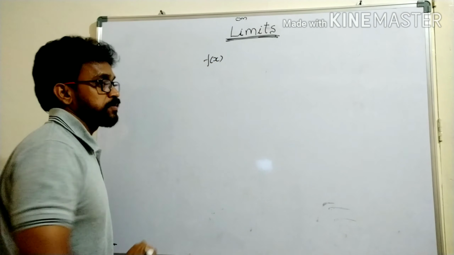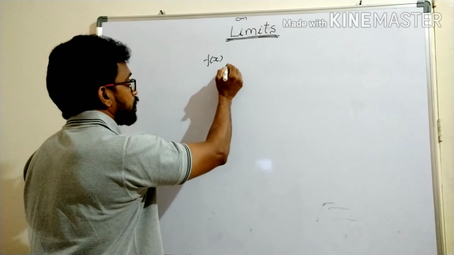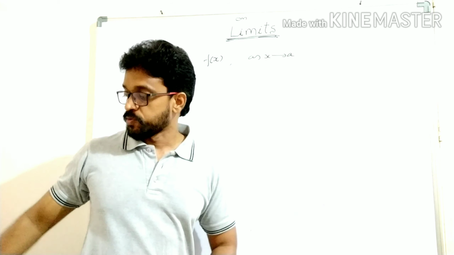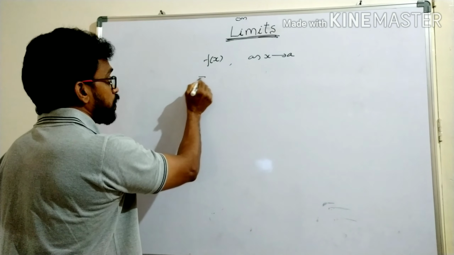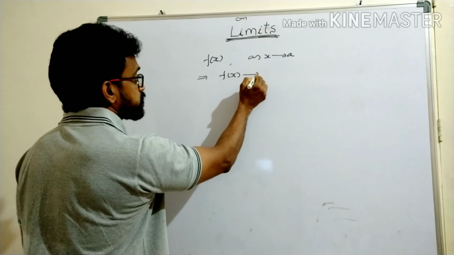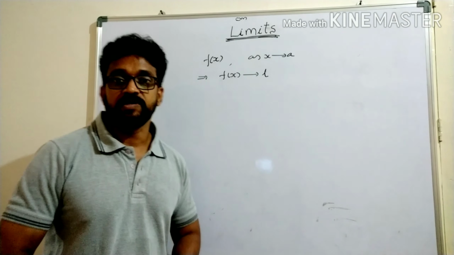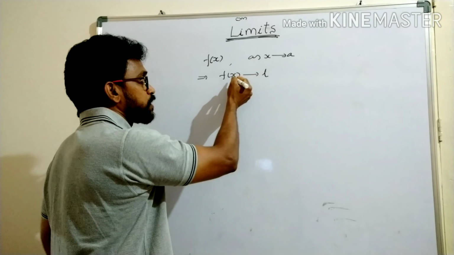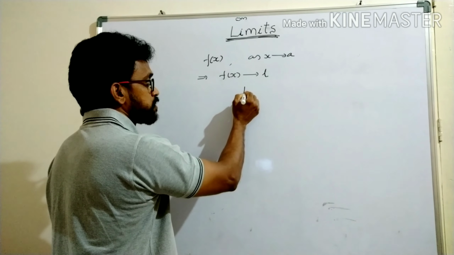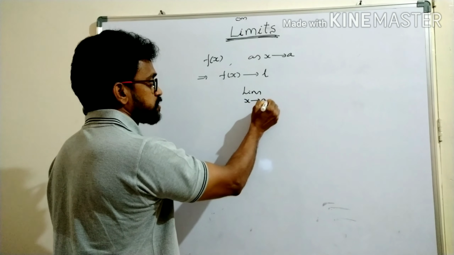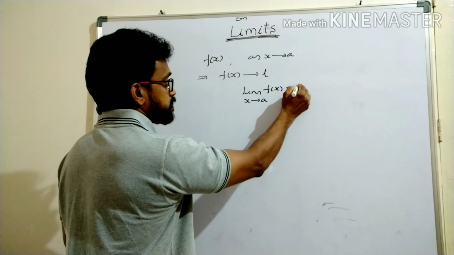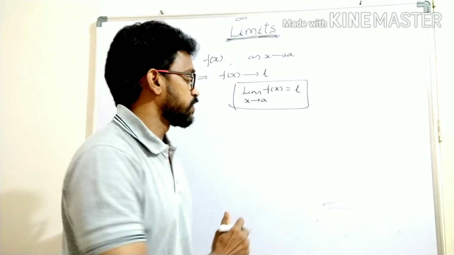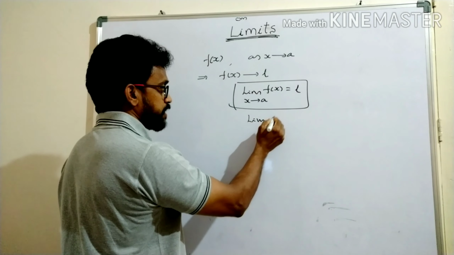Suppose f of x be any function. As x tends to a, x approaches a, its corresponding function f of x tends to L. Then this L is called the limit of f as x tends to a. Symbolically we write limit x tends to a, f of x is L. Simply we write. Now one important point, limit exists.